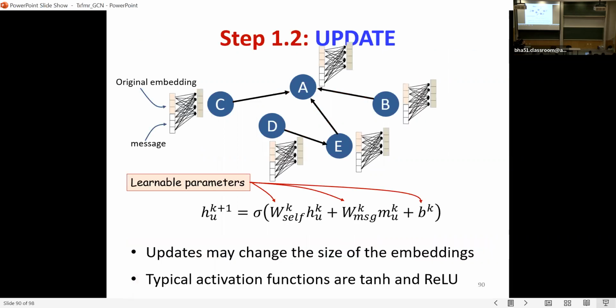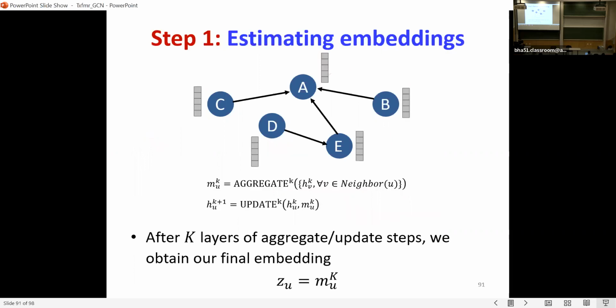And then you have your linear layer that is going to have a weight matrix for h^k_U, a weight matrix for m^k_U, and some bias b^k, plus some activation. Tanh and ReLU are both typical examples of activations in that case. And that's how you get h^(k+1)_U. So you just repeat that for K different layers, and in the end, you're going to have your final embedding.